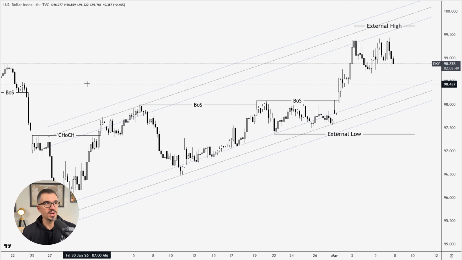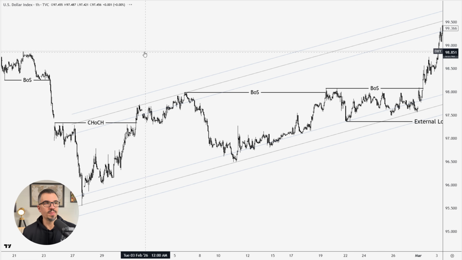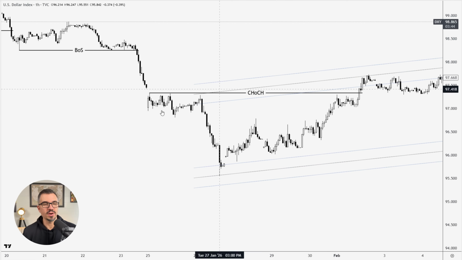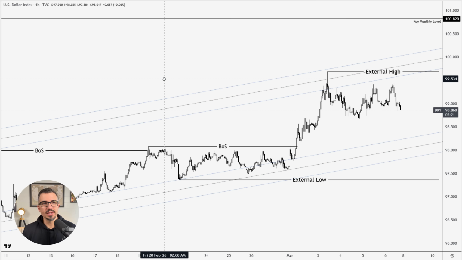We have the change of character that occurred back here. So we had the close above. Let's go to an hourly time frame and move back. You can see the change of character here, above these highs back here. This was our external low. And from that point on, we really just had the market carving higher highs and higher lows. So that brings us to what we saw last week.